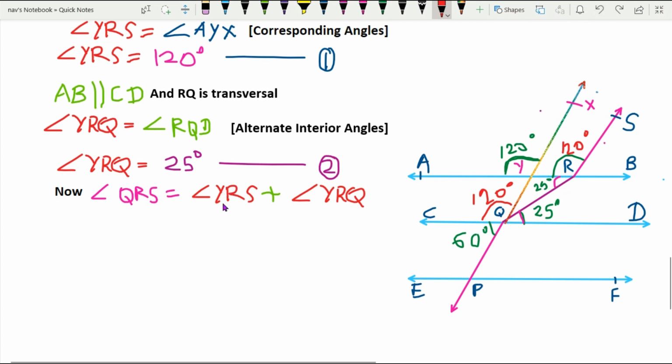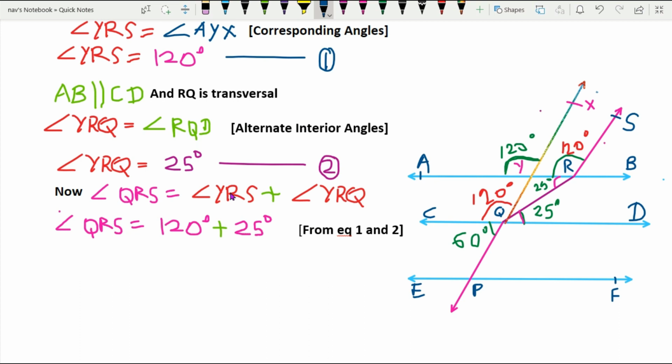So we will just substitute, in place of angle YRS we will put 120 degrees and in place of YRQ we will put 25 degrees. That's why I denoted these as equation 1 and 2. These are important values to substitute here. Now we have to solve this. What is 120 plus 25? It is 145 degrees.